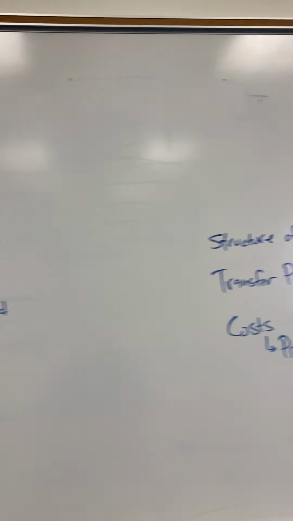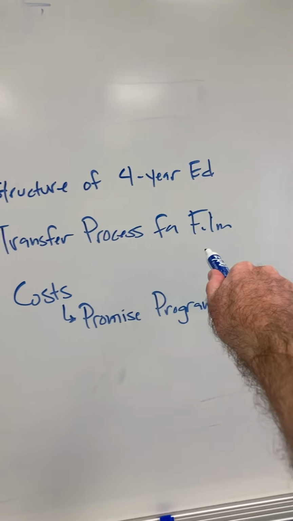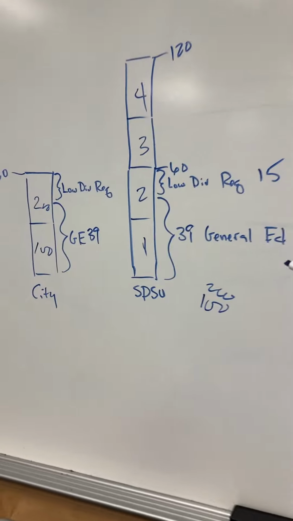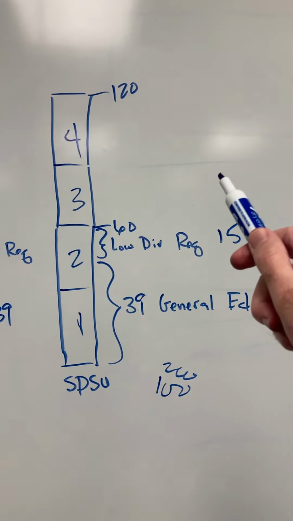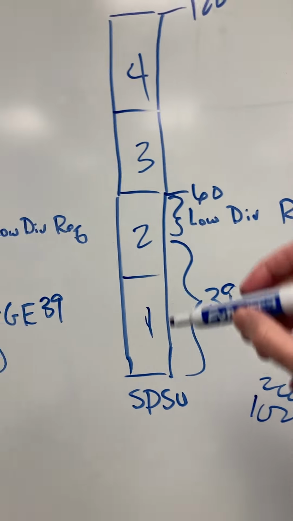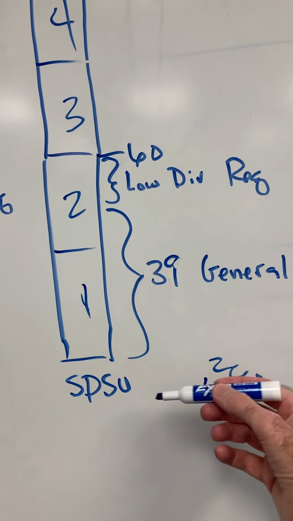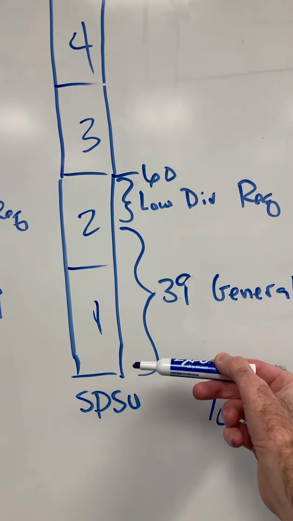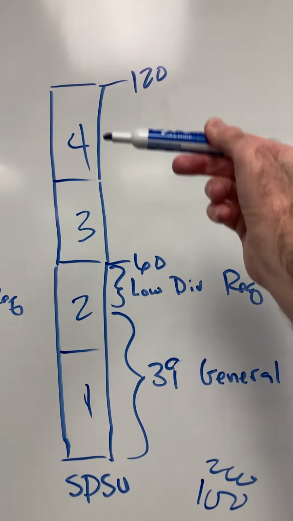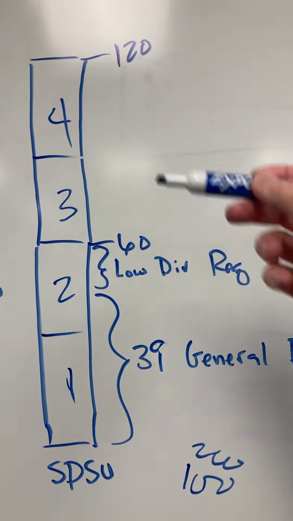Now let's talk about the transfer process for film students. So this is where the community college starts to get way more interesting. For most majors, let's again do psychology, you can declare your major here and you just proceed straight through. There's no obstruction.